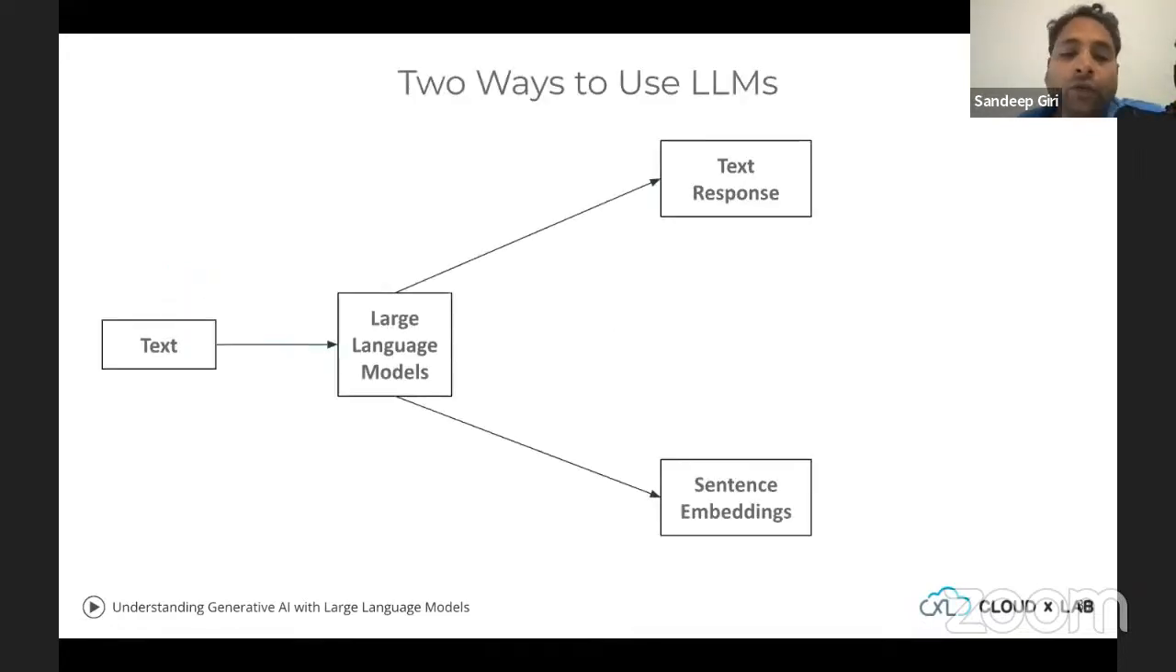Okay, so there are two clever ways of utilizing LLMs. LLMs produce two kinds of things. Number one, given a text, it produces a text response, or a reply, or an autocomplete. So you give the text and it generates the further answer to it. There is a second thing which is very, very interesting. It produces something called a sentence embedding. Okay, what is a sentence embedding? It is also referred to as language embedding, word embedding, embedding vector, or vector embedding. Those are the phrases used for this.